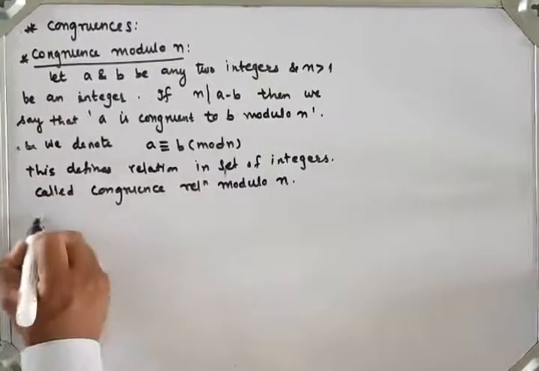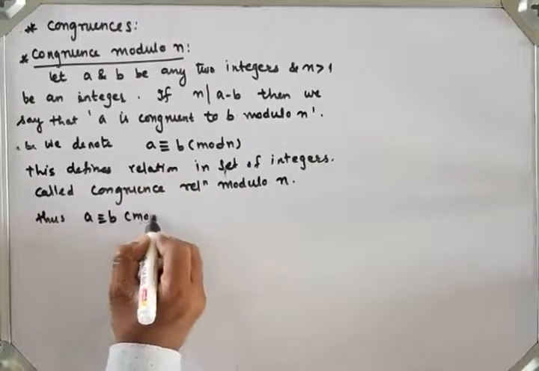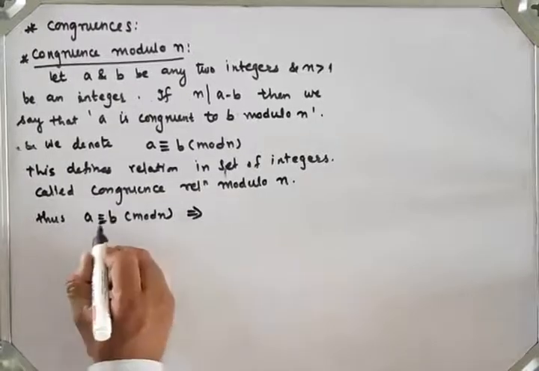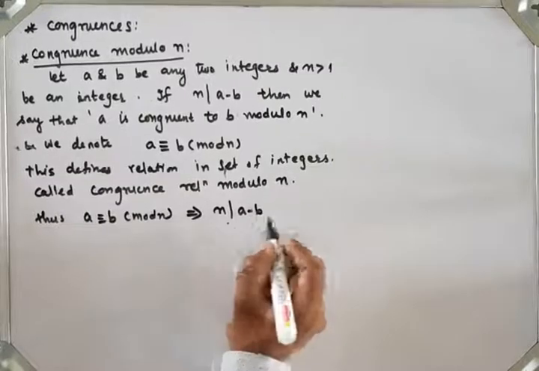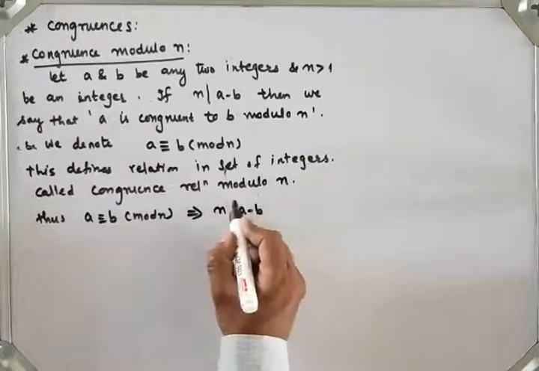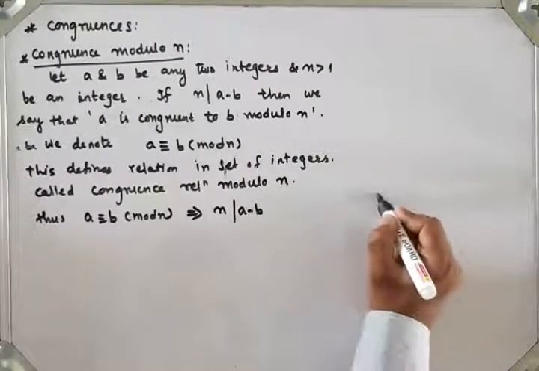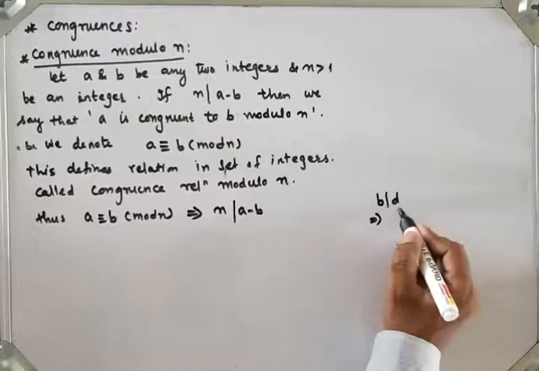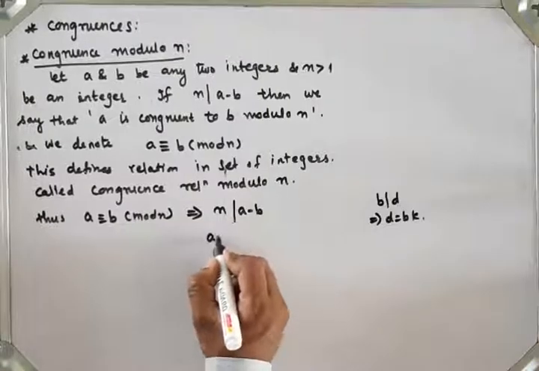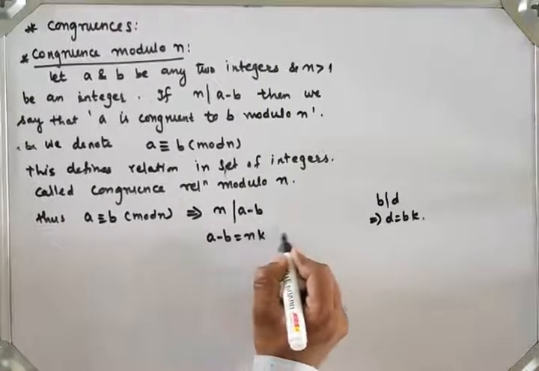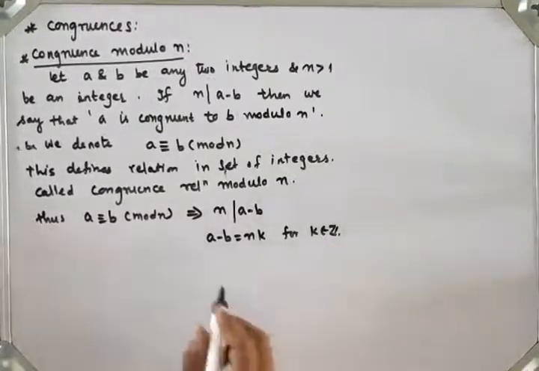So a congruent to b modulo n means what? This is an if and only if case, meaning n divides a minus b. Then by using the definition of divisibility, there exists an integer k such that a minus b is equal to n times k, for some k belonging to the set of integers. So this is the definition.